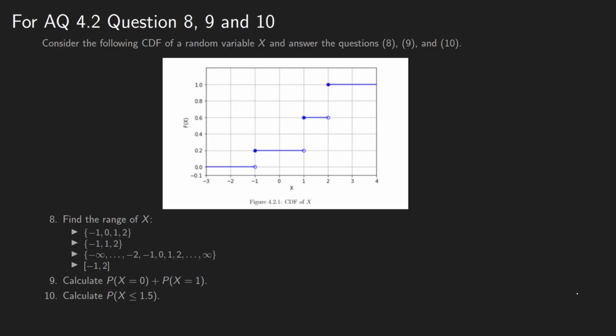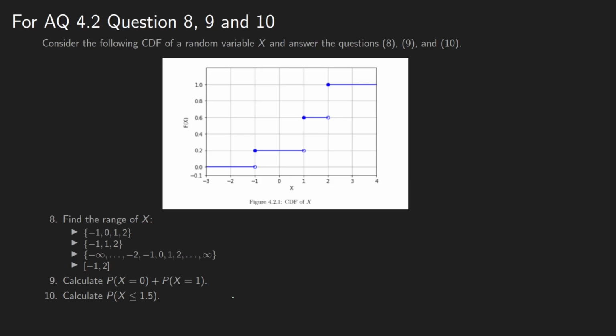Here we have been given a CDF. Consider the following CDF of a random variable x and answer questions 8, 9 and 10. So based on this CDF, there are 3 questions. The first question says find the range of x.